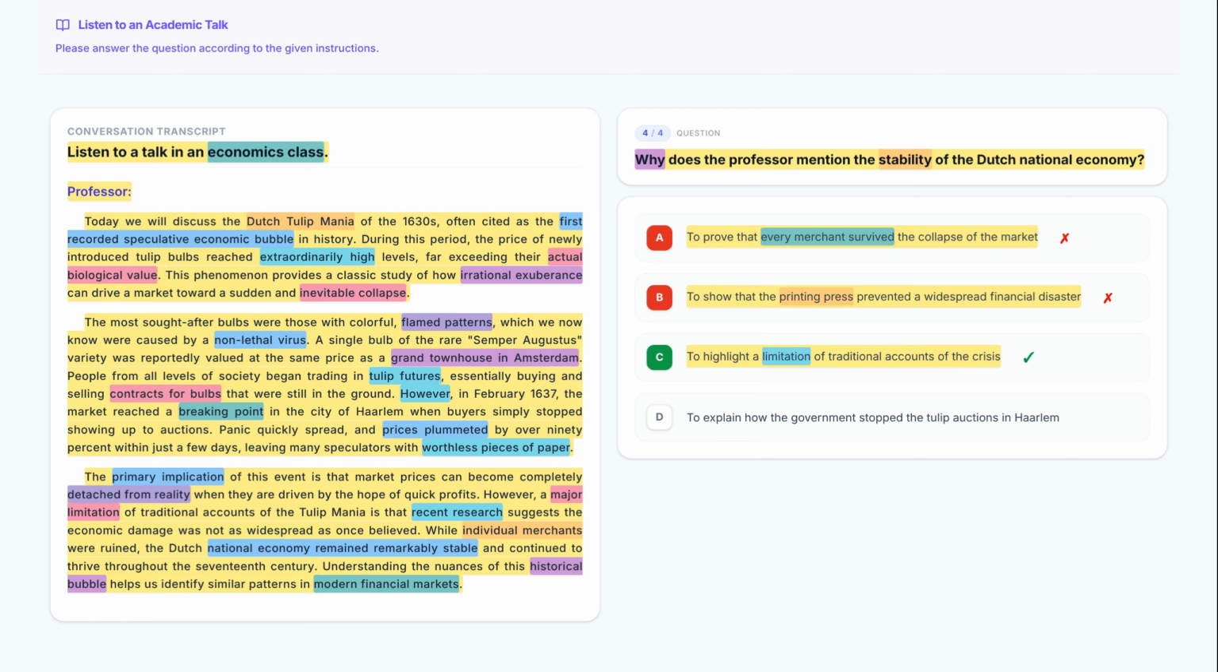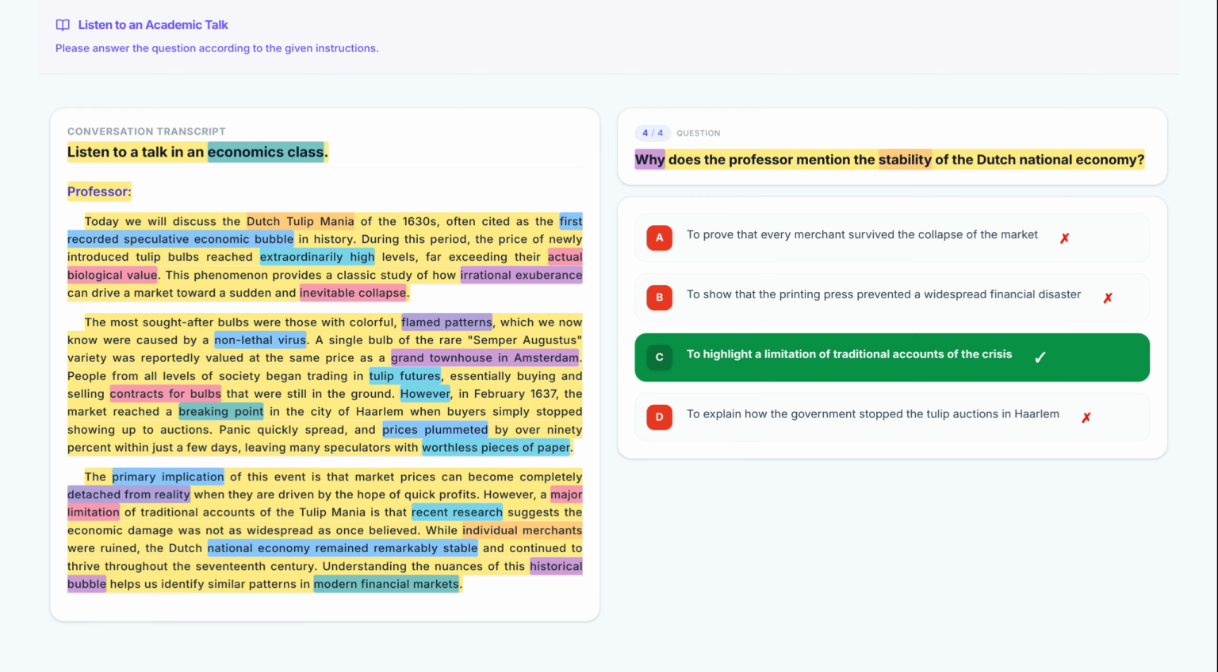Finally, let's look at option D: to explain how the government stopped the tulip auctions in Haarlem. The talk mentions that buyers simply stopped showing up, not that the government stopped the auctions. Therefore, the correct choice is option C because it reflects the professor's intent to provide a more nuanced historical perspective.